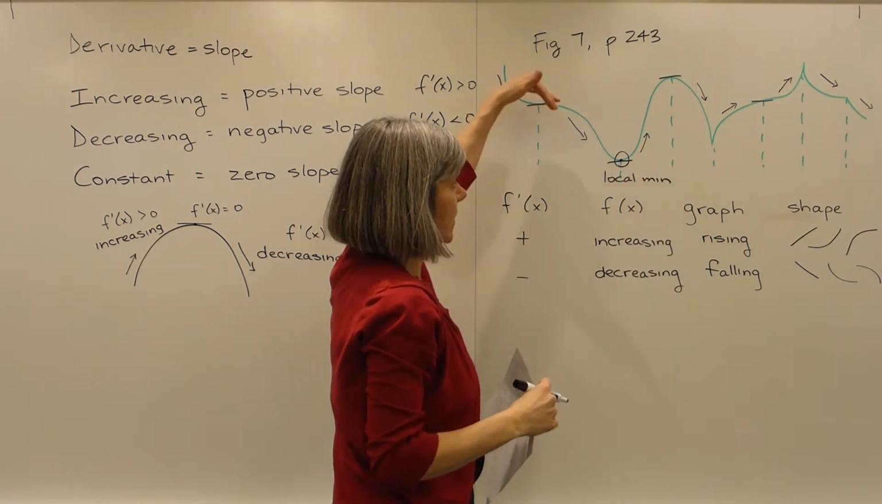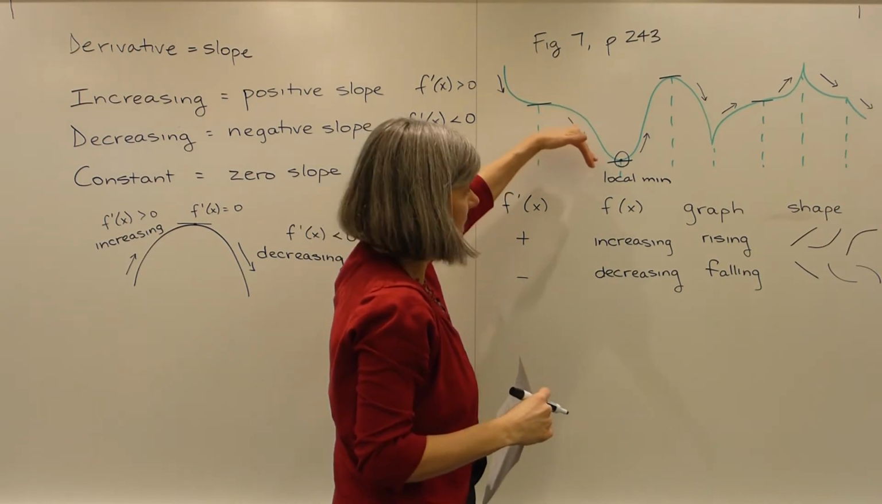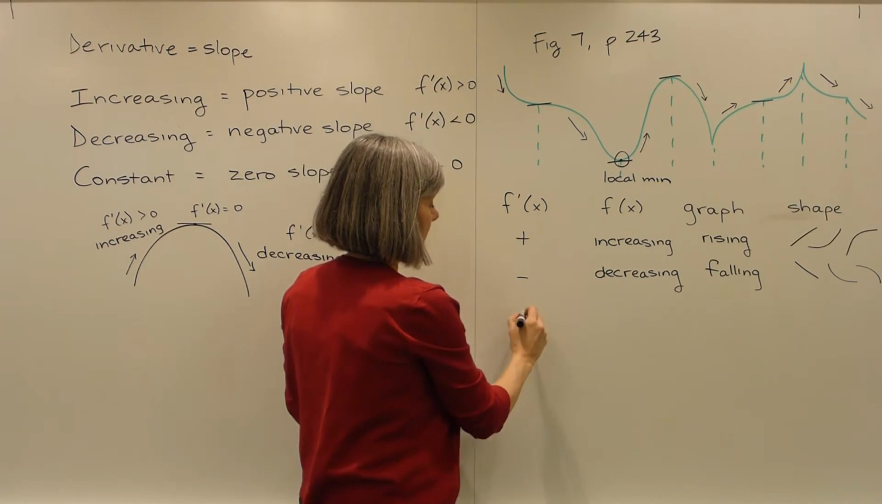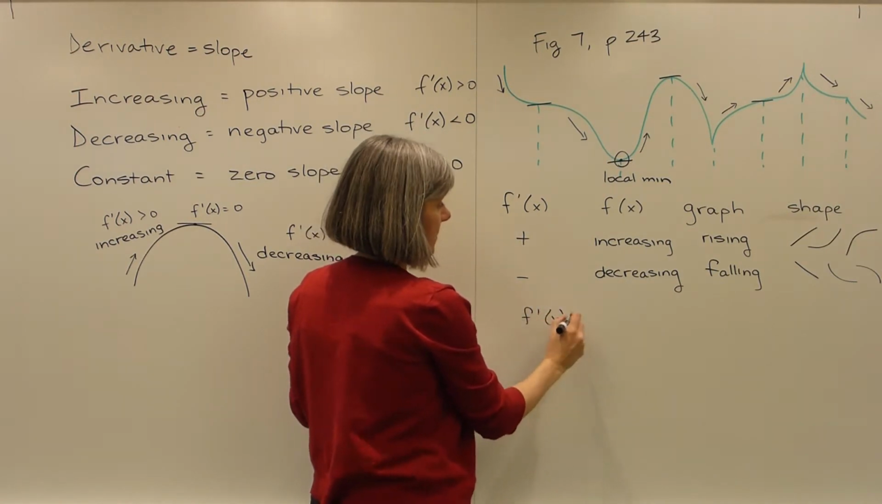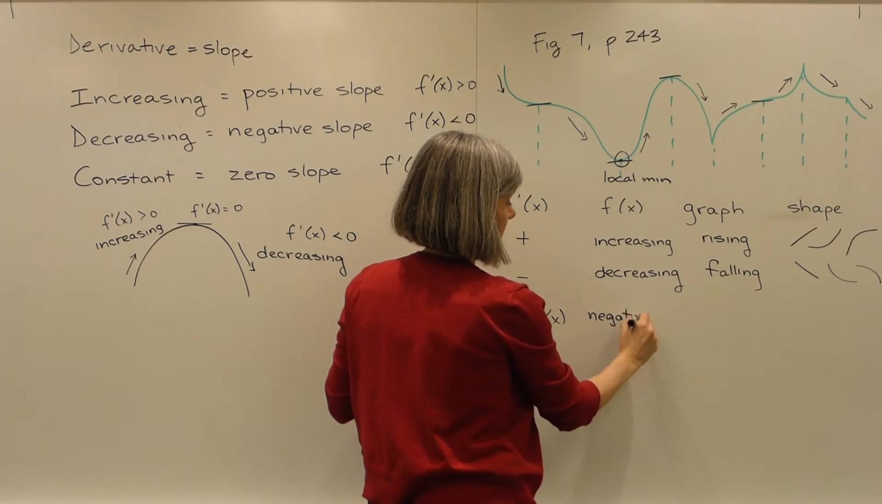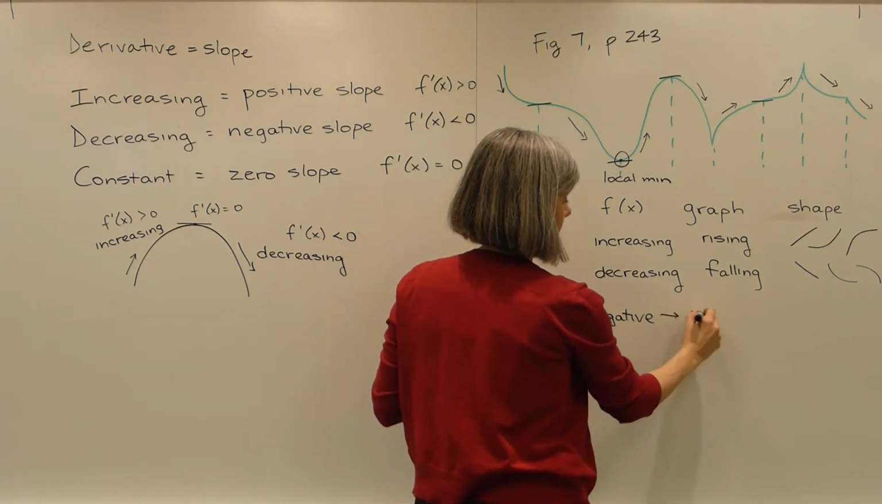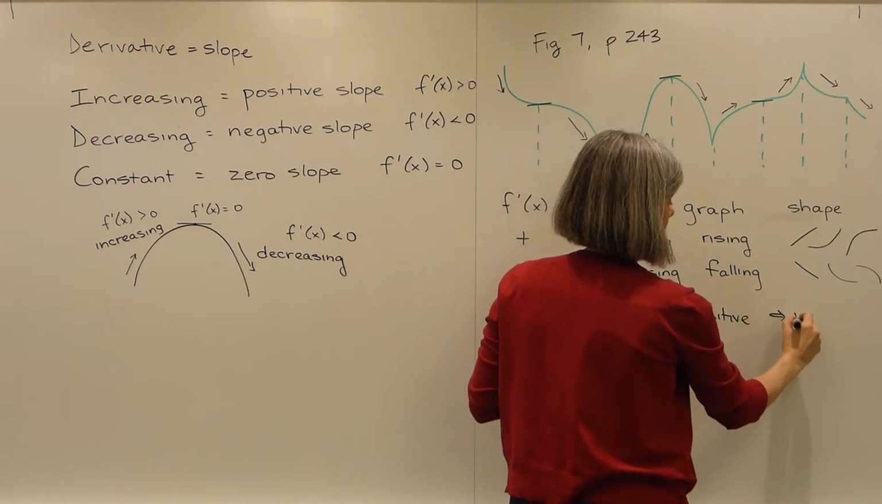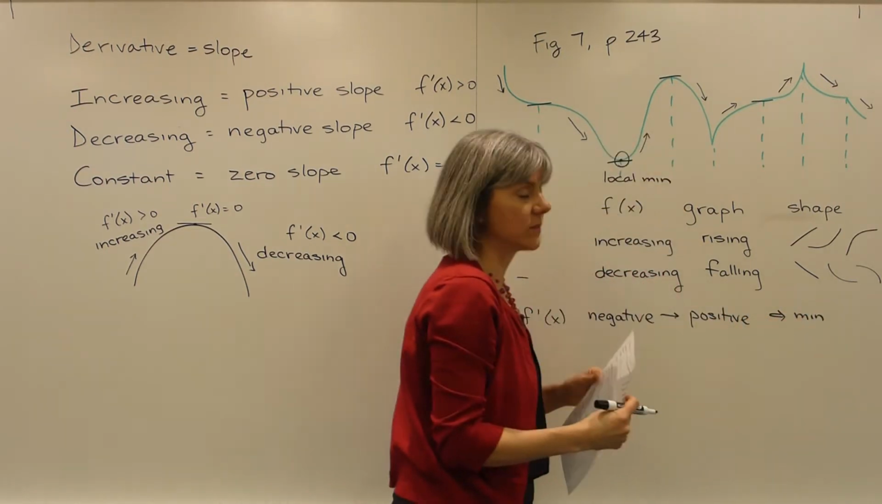And we know that happens when we have a decreasing function, it hits the bottom, and then it increases again. So any time that the derivative goes from negative to positive, we will have a min, a local min.